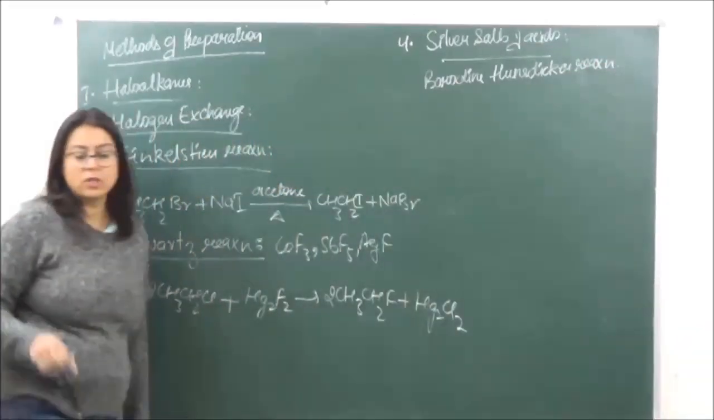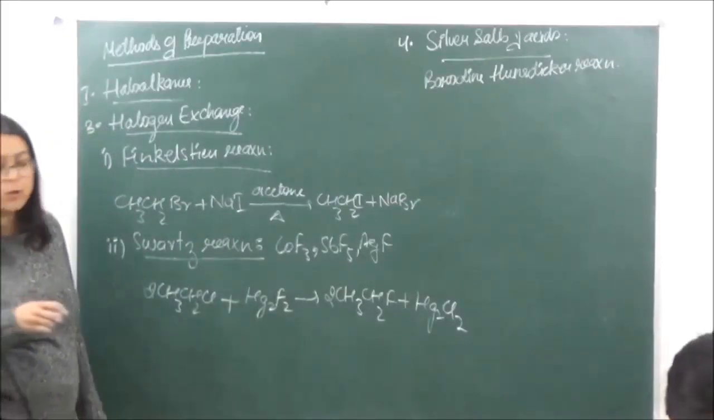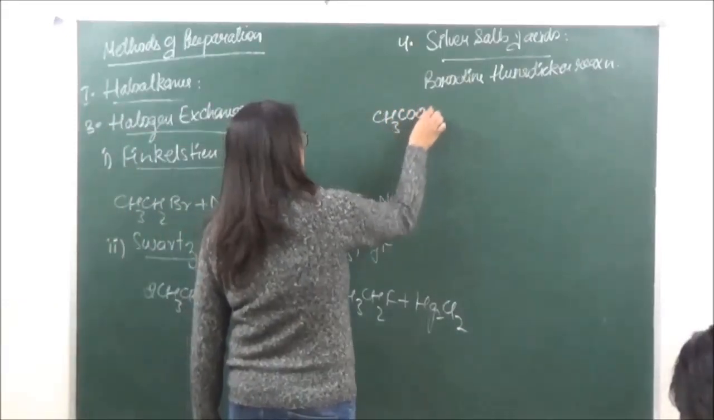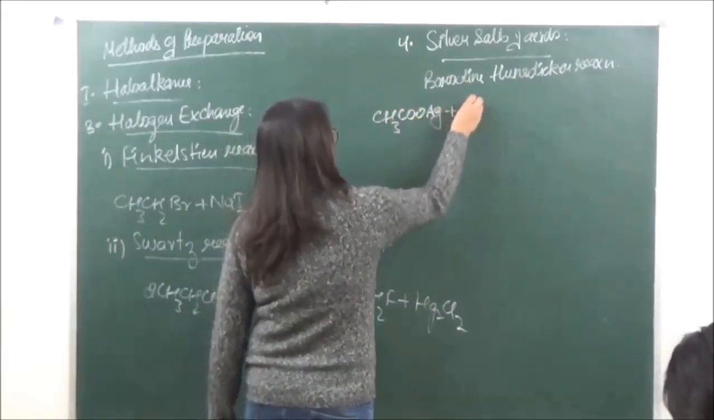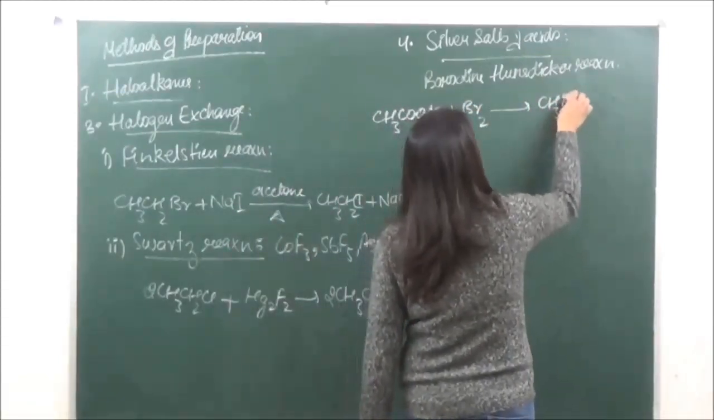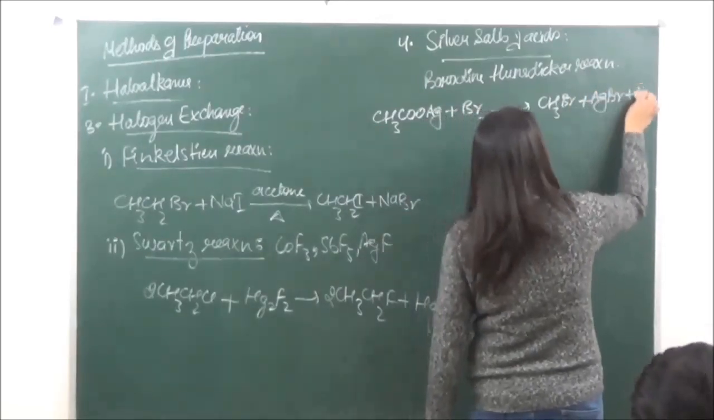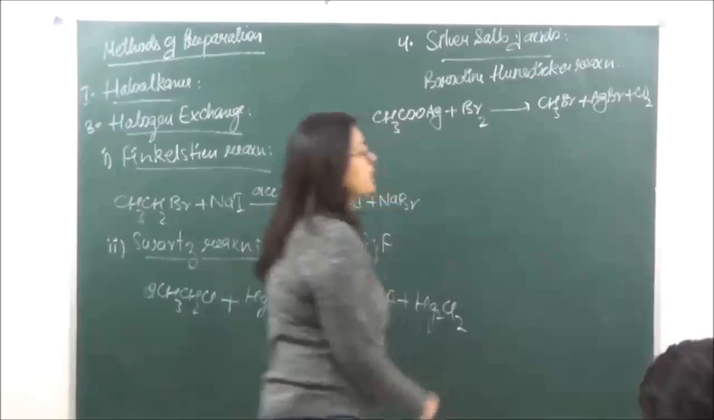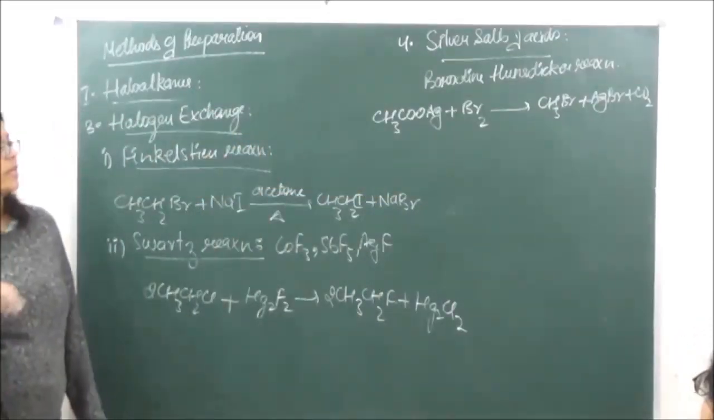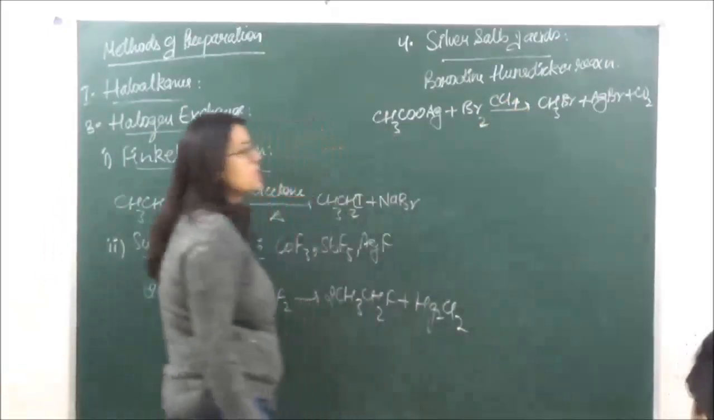Borodin-Hunsdiecker reaction. So इसमें हम लोग silver salt लेते हैं. We are going to take silver acetate here, which gives plus carbon dioxide. So this is how the haloalkane is going to be formed. The reaction takes place in presence of CCl4.